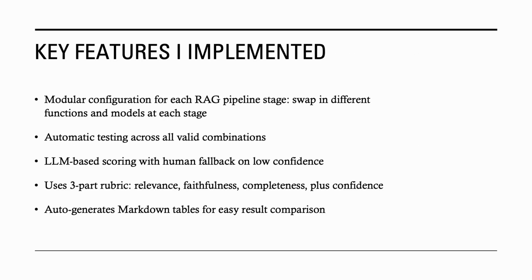RAGLab is built to be modular. You can plug in different functions and models for each stage of the RAG pipeline: pre-retrieval, retrieval, and generation, and RAGLab will automatically test all the combinations you define. After each pipeline answers the test questions, RAGLab sends the results to a language model judge. That judge scores each answer on 3 criteria: relevance, faithfulness, and completeness. And if the judge isn't confident, the system pauses and asks a human reviewer to step in. I also added tools to help summarize results, like markdown tables that are easy to scan in a Kaggle notebook. Altogether, the system makes it much easier to compare pipeline options and understand what's working best.